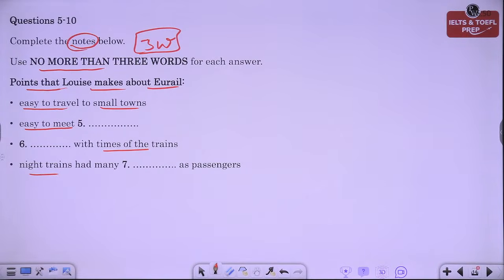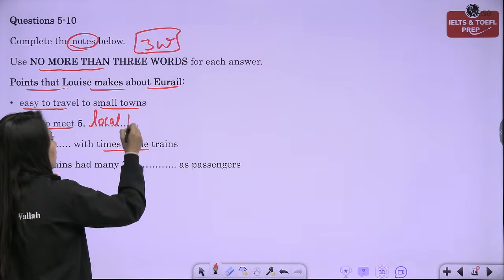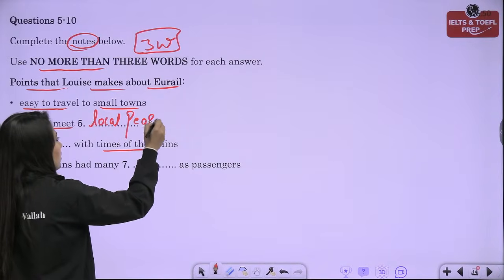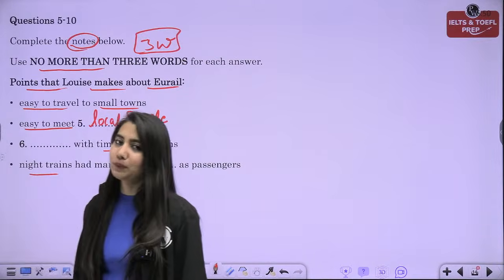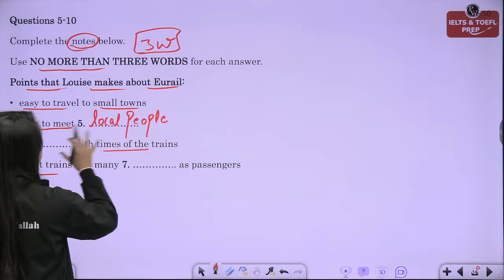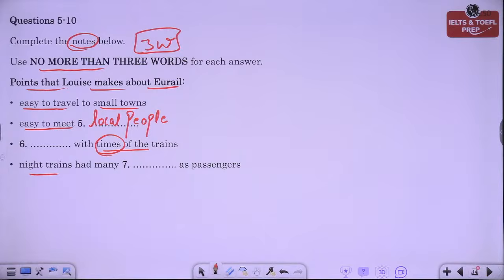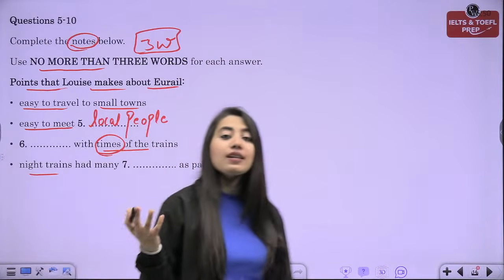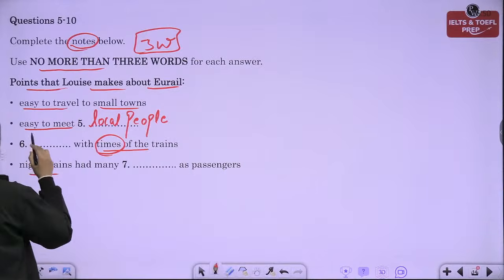Okay, let me tell you. It's about local people. Okay, the correct answer will be local people right over here. Okay, what about the next one? Dash trains, dash with times of the trains. How was she feeling with the times of trains? She was feeling satisfied, right? So the answer will be satisfied.